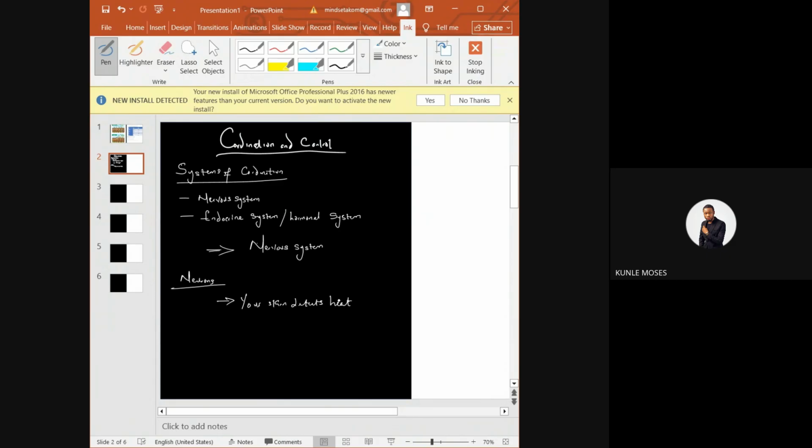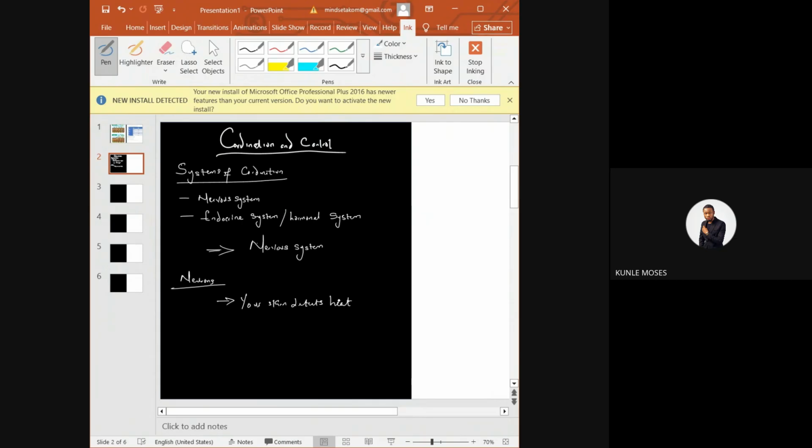After your skin detects the heat, the second thing that happens is that a neuron will send a message to the brain. The brain will say, oh, I have detected something that is very hot. Oh, what should I do? Should I still hold it? Can I bear it? Should I drop it down? All these things happen in a very fast second.